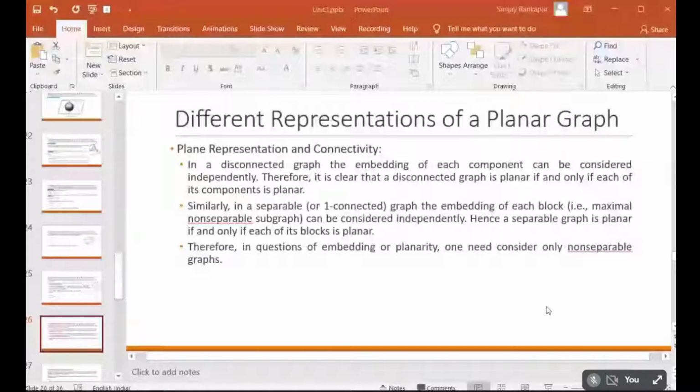In a separable graph, consider the embedding of each block. Definitely there can be multiple blocks, but considering the example of left and right blocks independently, a separable graph becomes planar if and only if all the blocks are also planar. Similarly, the way we did for components in a disconnected graph, if the blocks are planar, then the whole separable graph becomes planar. So there is a clearer understanding of planarity, not just in a connected graph but also for disconnected graphs. However, the question still arises when it comes to a non-separable graph.